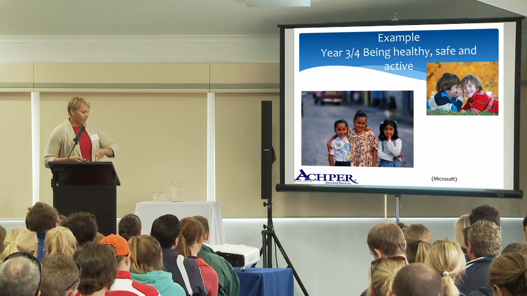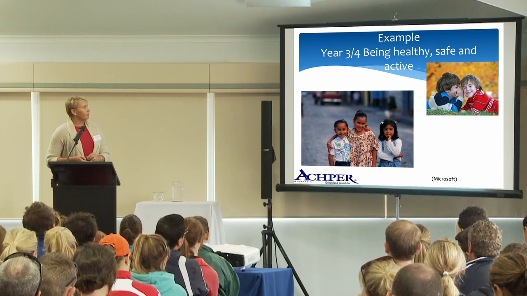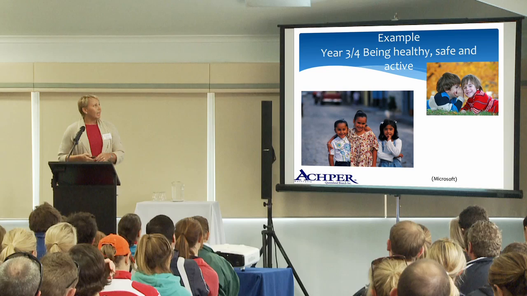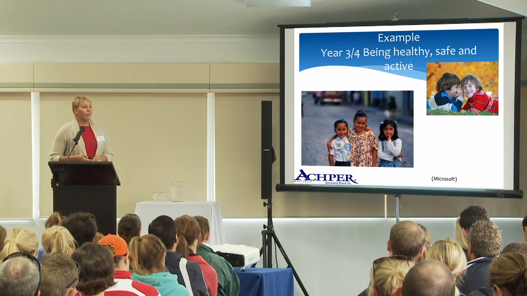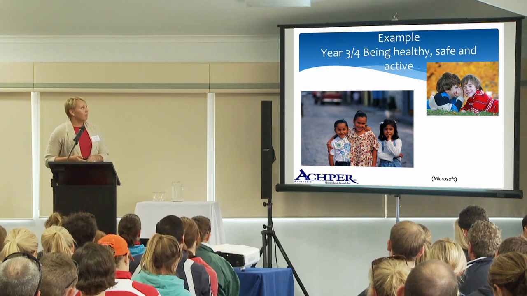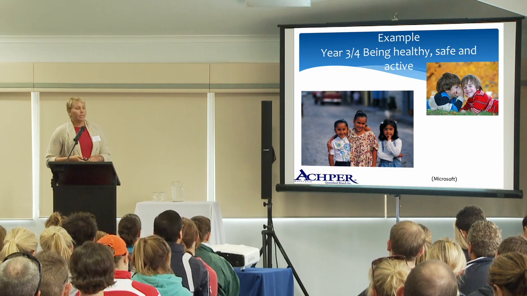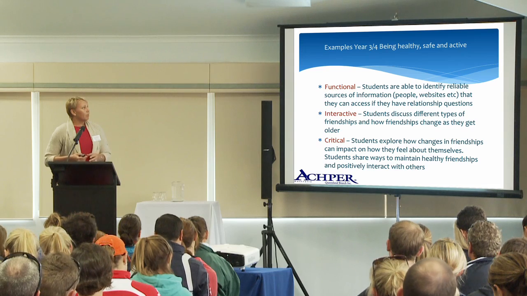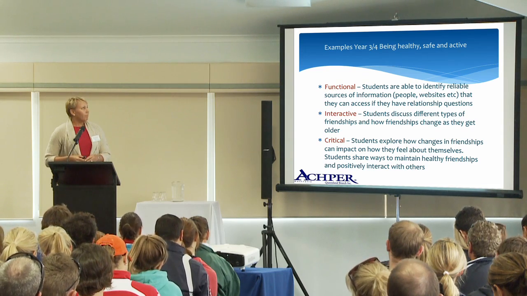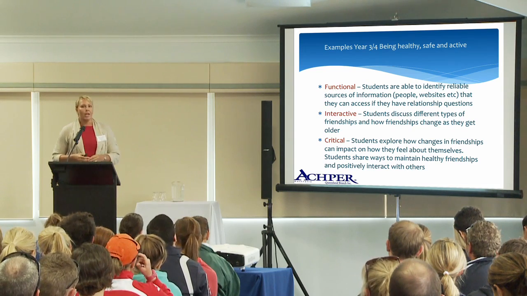I've got a couple of other examples up there for you. So if I'm thinking about a year 3-4 area around the topic of being healthy, safe and active, in terms of functional health literacy, students are able to identify reliable sources of information, whether that be people or websites, that they can access if they have relationship questions.